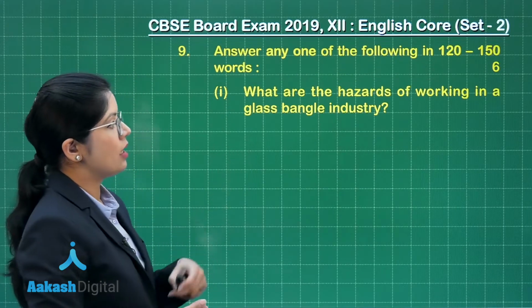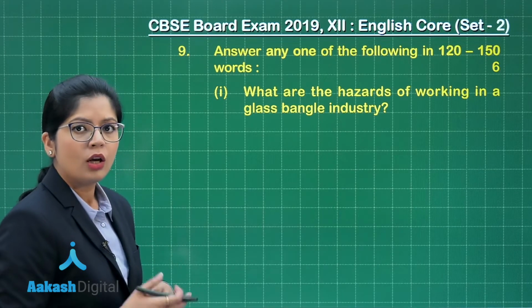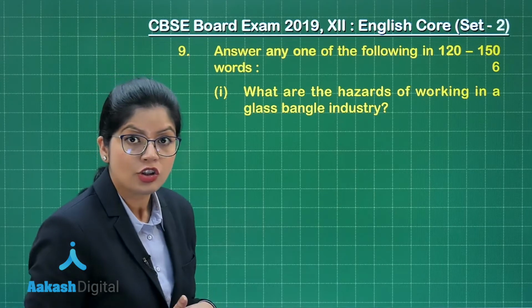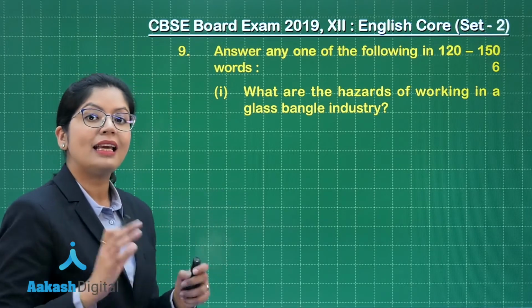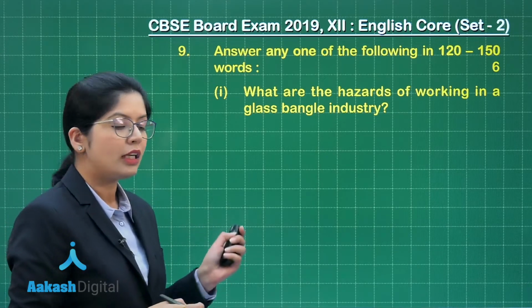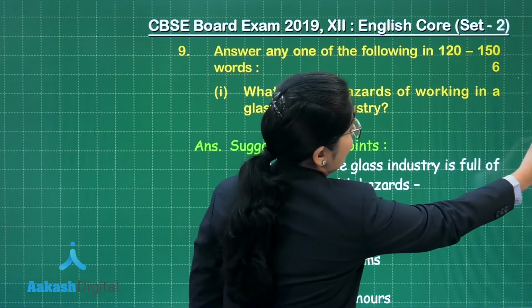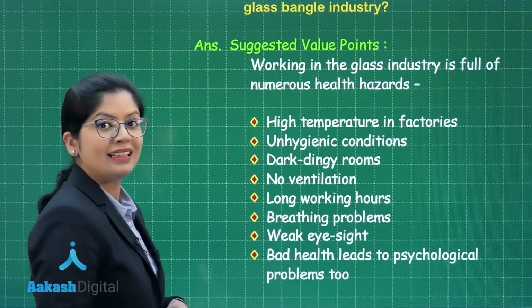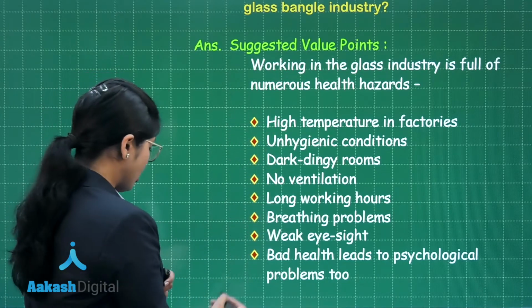What are the hazards of working in the glass bangle industry? Which chapter are we referring to? We are referring to the story of Mukesh in the chapter Lost Spring. Based on the examples given in the story, we'll pick up suggested value points. Now, we have different reasons why it's difficult for people in glass bangle making factories to work over there. Look at the first idea.